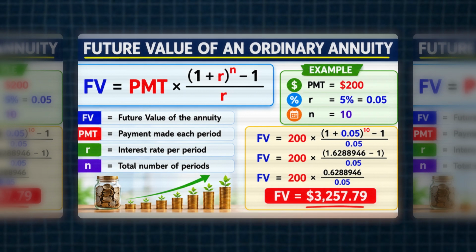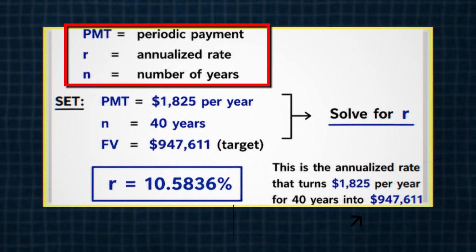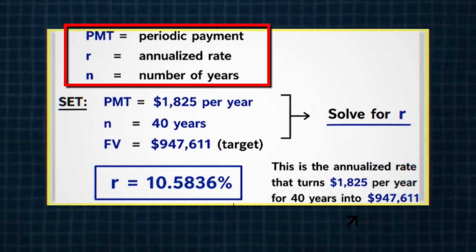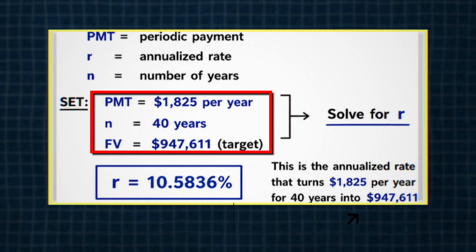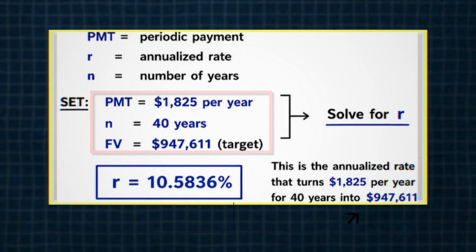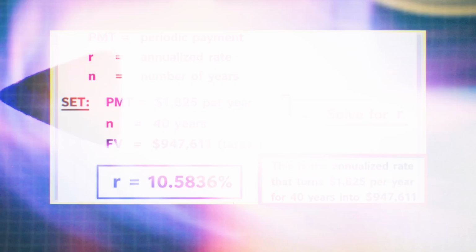The future value of an ordinary annuity formula is FV equals PMT times the quantity 1 plus R, raised to the n, minus 1, divided by R. PMT is your periodic payment. R is your annualized rate. N is years. Set PMT to $1,825 a year, set N to 40 years, and solve for the rate that produces $947,611. The answer is 10.5836%.